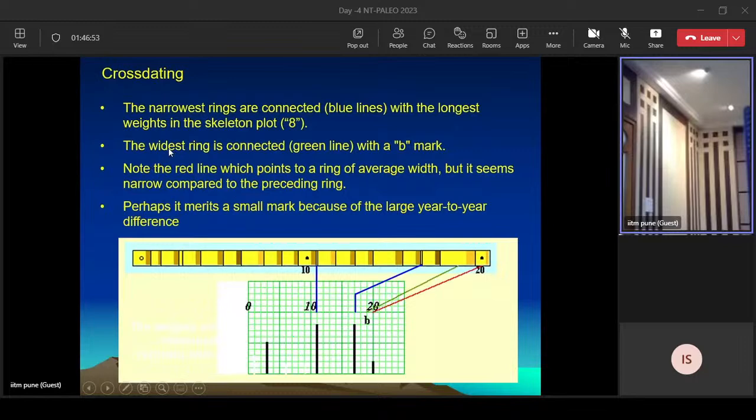You see, the widest ring is connected by the green line. You have written broad. The red line points to a ring of average width, but it seems narrow compared to the preceding rings. Now see this ring. It is not very narrow, but compared to the adjacent rings it is narrow, so it is an average ring, so we put a small bar. The narrowest rings are connected by blue lines, with the longest bar. So these are the narrow rings, and we put a long bar.